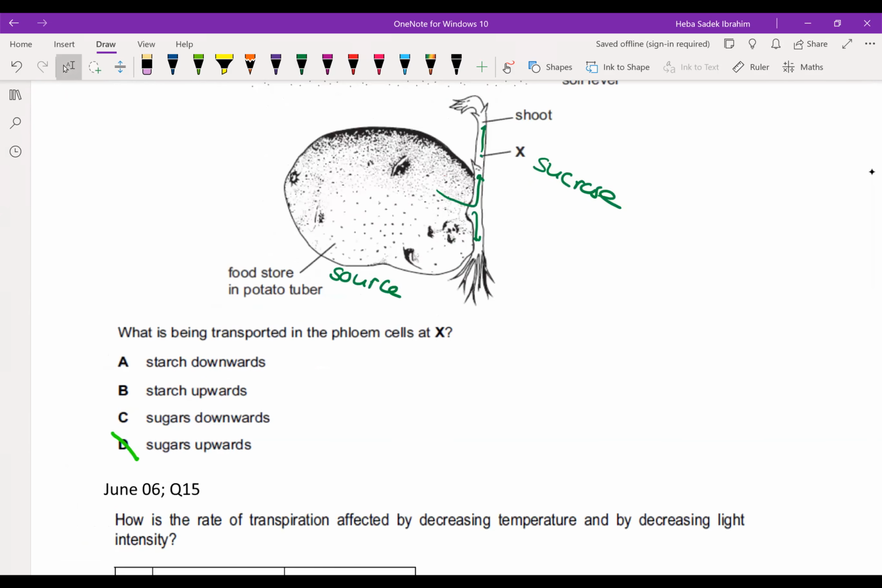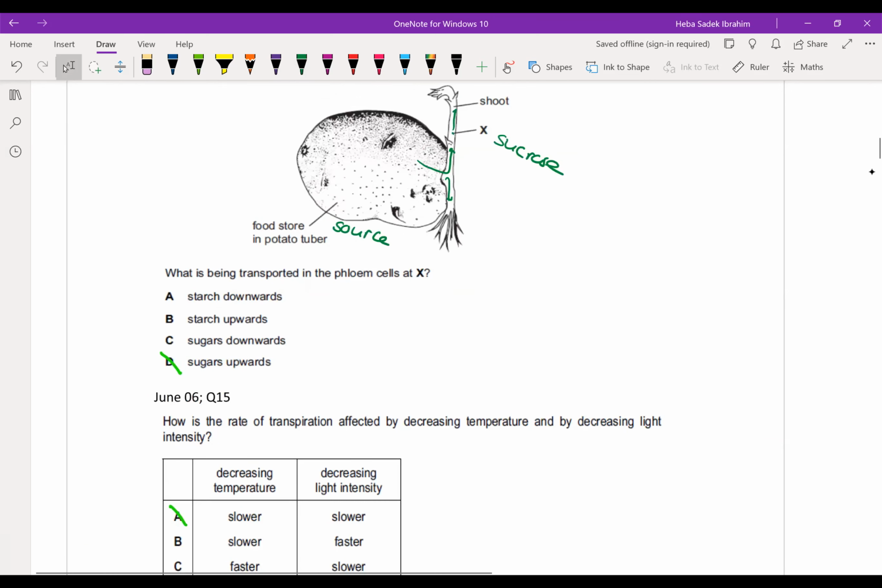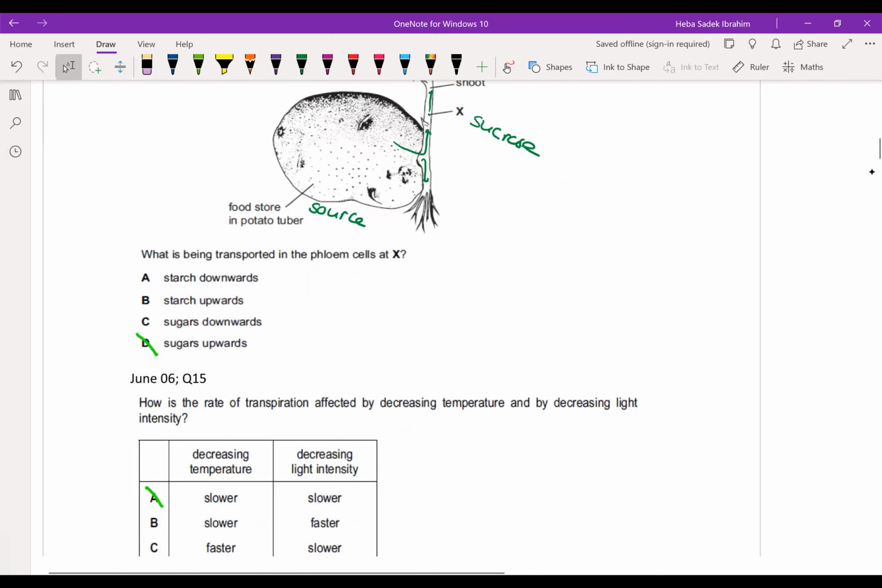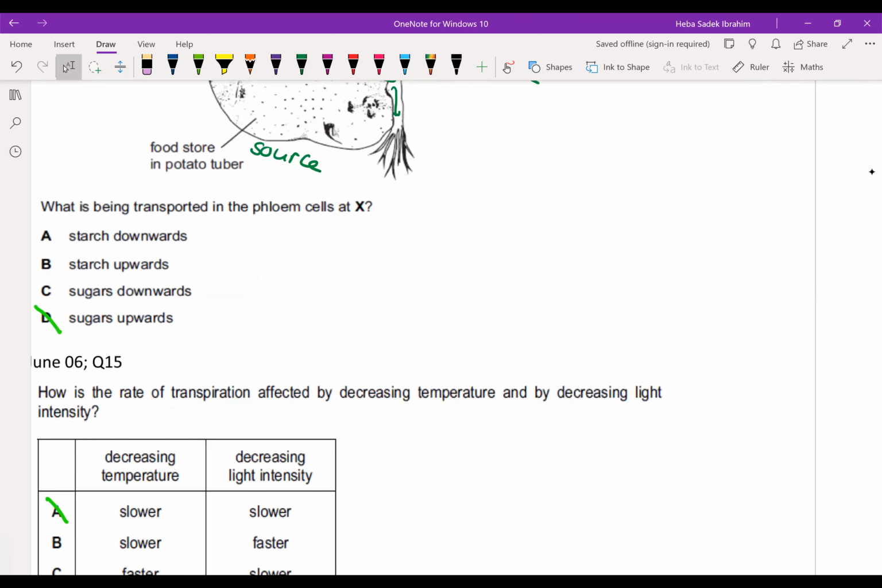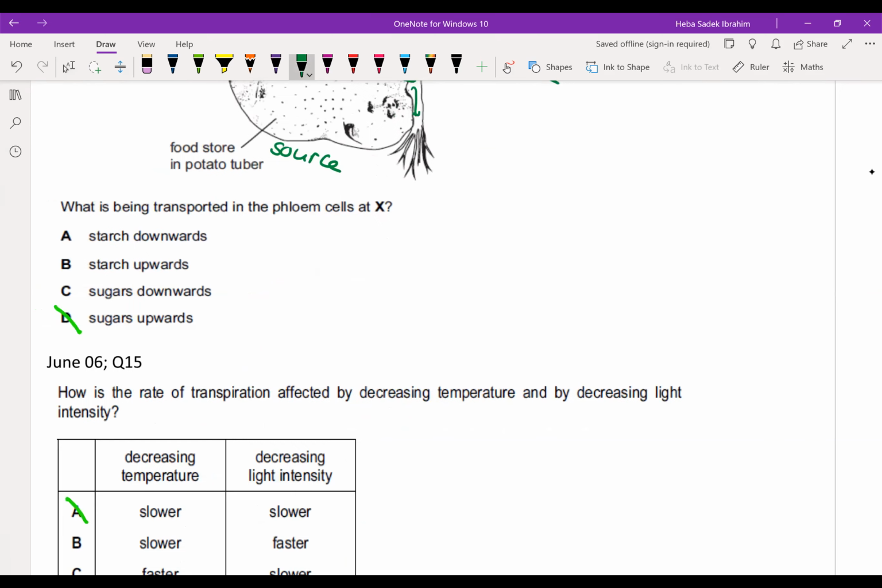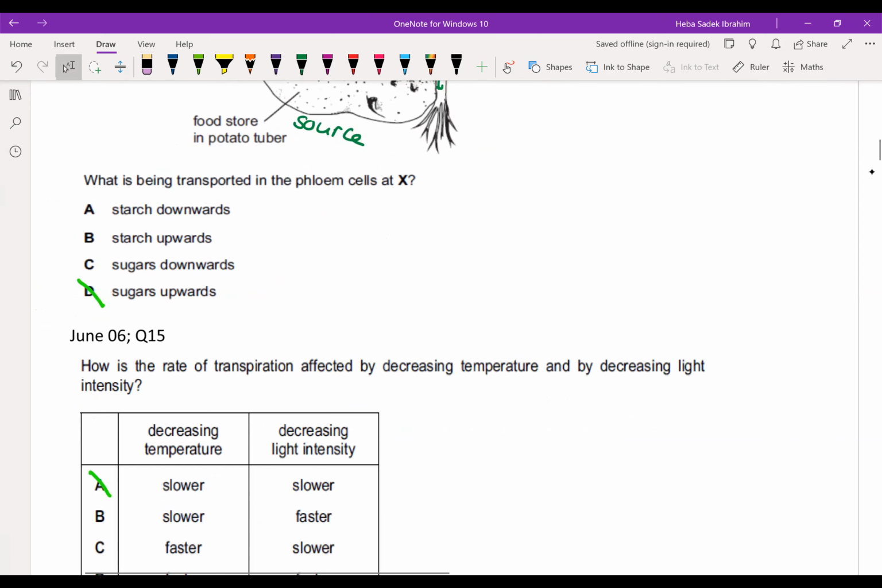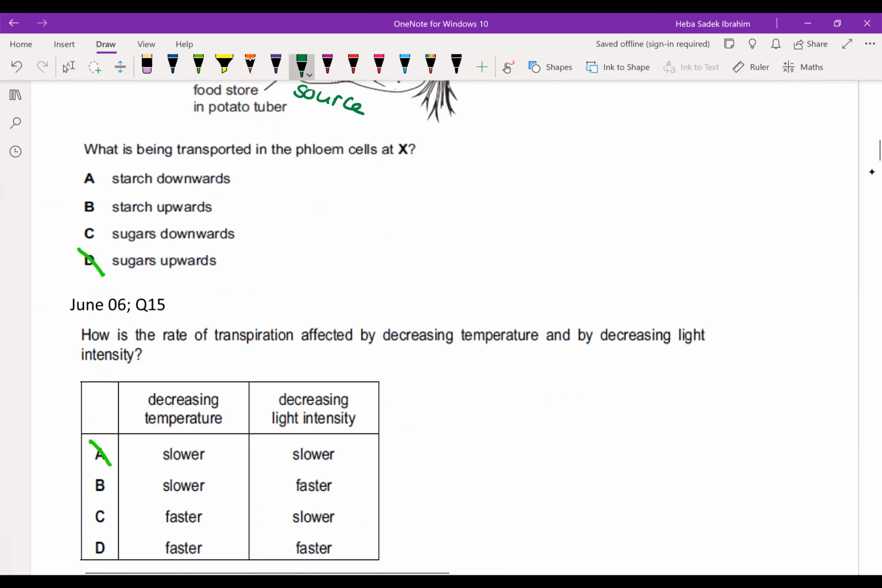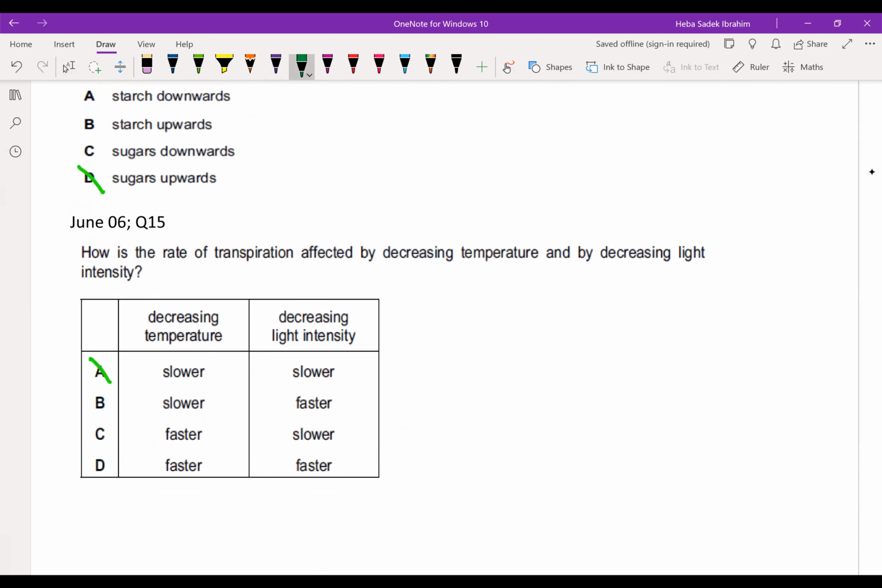How is the rate of transpiration affected by decreasing temperature and by decreasing light? احنا عارفين ان الحاجات اللي بتأثر على transpiration 4: temperature, light, wind and humidity. 3 الأولانيين as you increase them they increase the transpiration. Humidity is the only one that works vice versa. If you increase the humidity you decrease the transpiration. وبالتالي decreasing both light and temperature is going to decrease the transpiration rate. مش كده؟ يبقى أنا عندي الاتنين هيعملوا لي decrease.